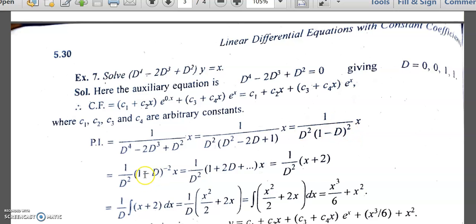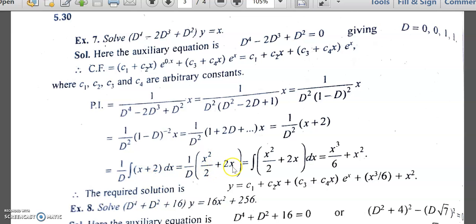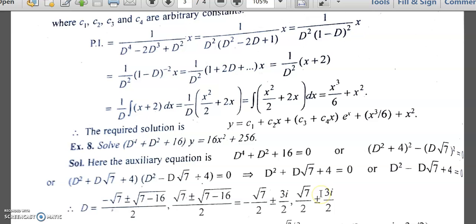And taking it above, it becomes 1 minus d whole to the power minus 2 operating on x. So 1 plus twice d plus 3d square, and so on, operating on x. So when 1 multiplies x, that is x, and d multiplied over x gives 1, so x plus 2. So 1 by d square means two-time integration. One-time integration gives you x square by 2 plus twice x, and the second integration of x square by 2 plus twice x with respect to x gives x cube by 6 plus x square. So the solution is complementary function plus particular integral. That is your final solution, right?